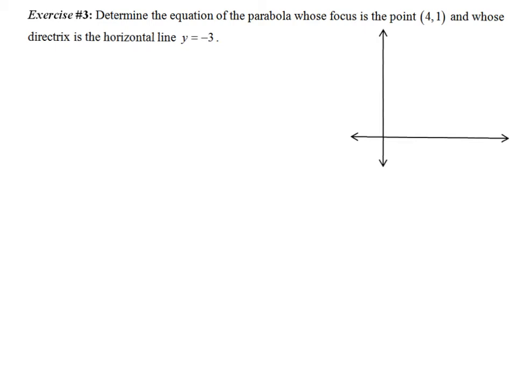Let's do exercise number 3 together. So we want to sketch out the parabola whose focus is at the point 4, 1. So find that point. So I've got 4, 1 right about here. And I'm going to mark that F for focus. The directrix is the line y equals -3 this time, so I'm going to have to count down and say, okay, here is my directrix, y equals -3.